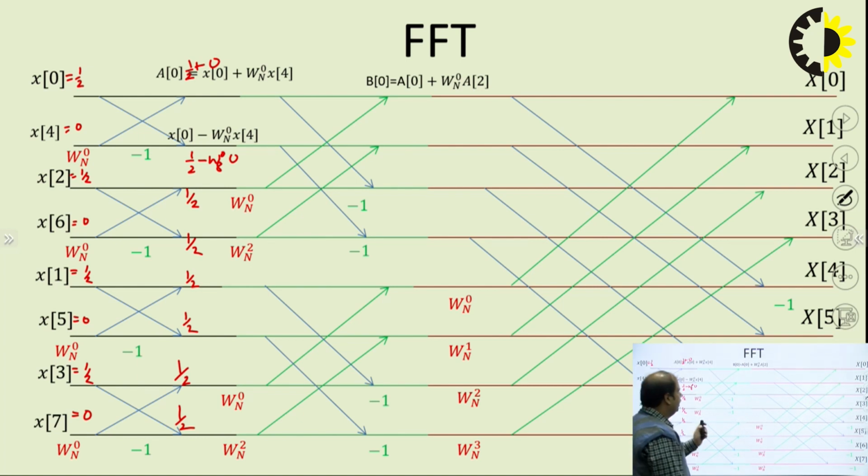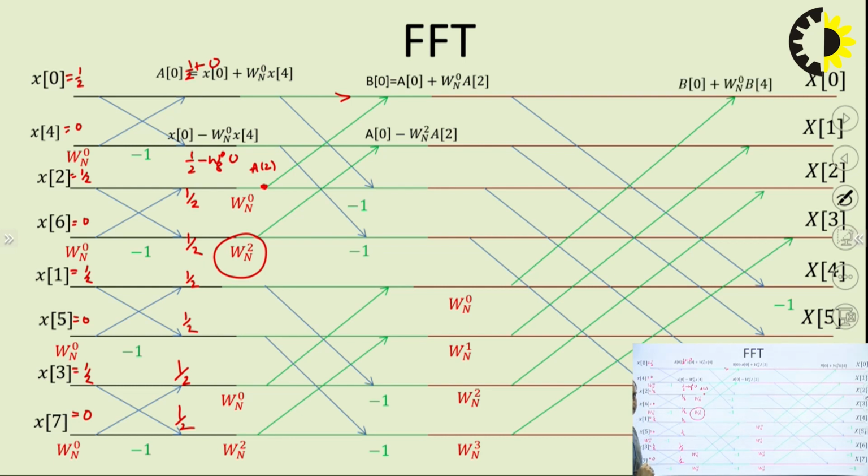If we go to the later stage, suppose this is a of 0, then it will be a of 0 plus, from this point, Wn 0 times a of 2, this will be a of 2. Similarly, the next one will be a of 0 minus Wn 2, because now the total factor at this location is Wn raised to the power 2. So we will have this calculation.